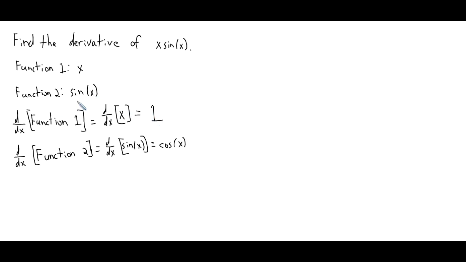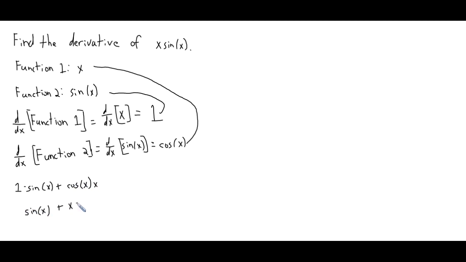So our derivative is going to be the derivative of function 1, which is 1, times function 2, which is sine x, plus the derivative of function 2, which is cosine of x, times function 1, which is x. So 1 times sine x plus cosine x times x. So I'm just going to rewrite that as sine x plus x times cosine x. And that's it. That's our answer.